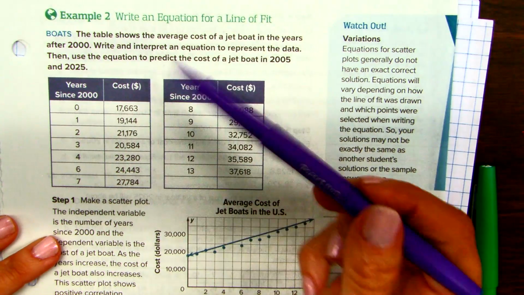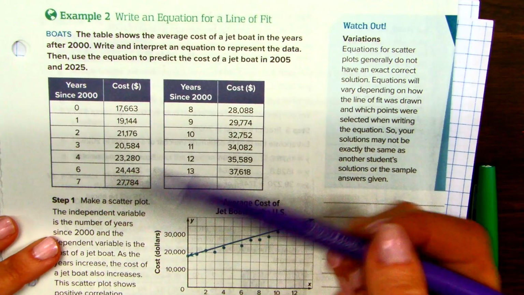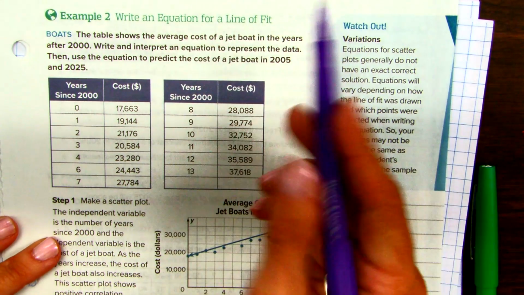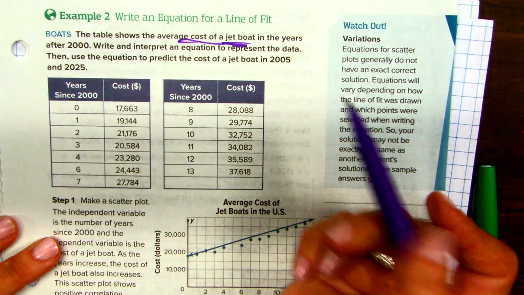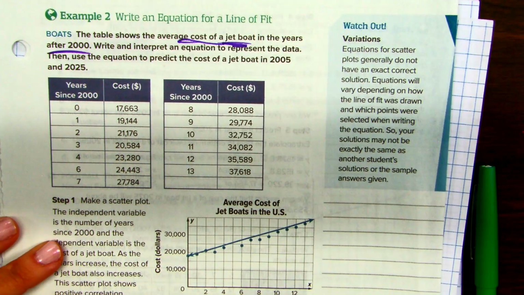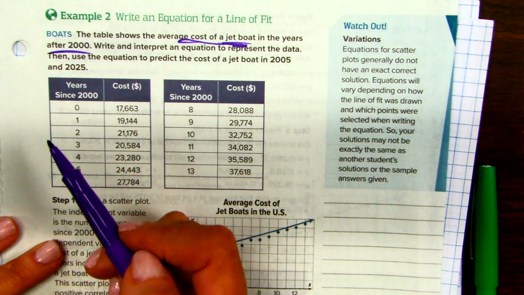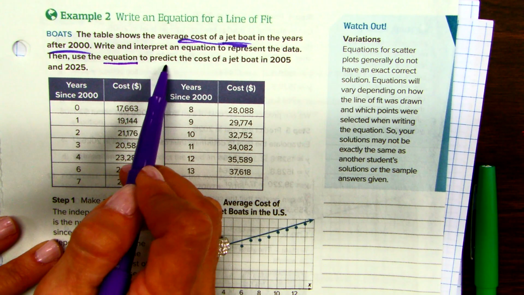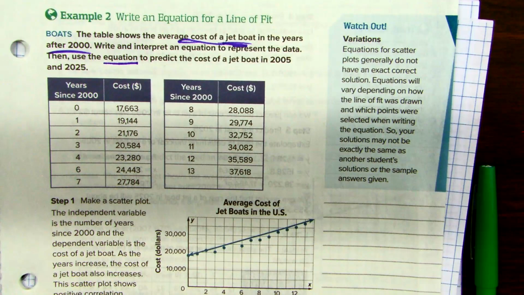So here's a table of values, inputs, outputs, x's, y's, okay? And it's displaying the cost of a boat in the years after 2000, right? And we have to write an equation. And then what that equation is used for is to make a prediction about how much the boats will cost later. So this is like real world. So people ask, when will I ever use this? This is real world application of math, okay?